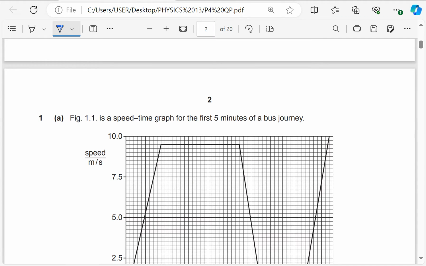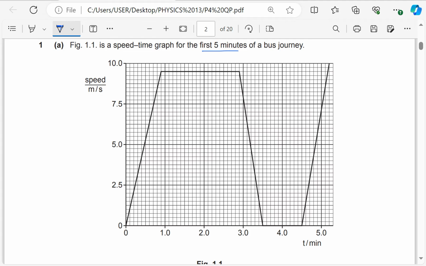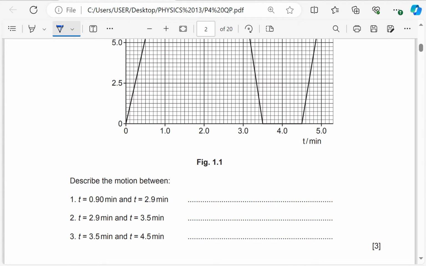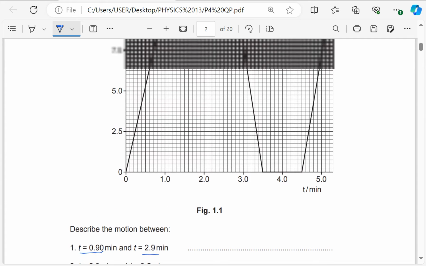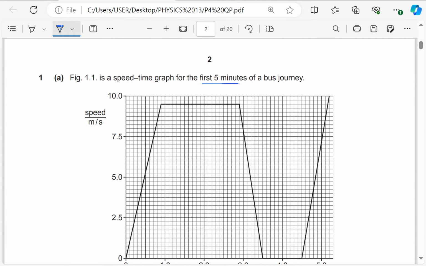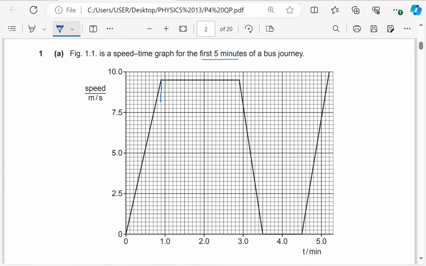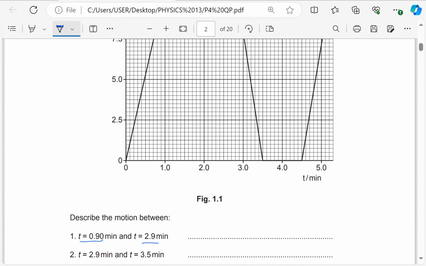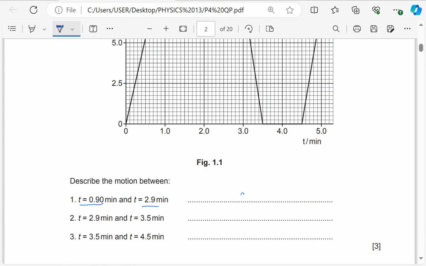Figure 1.1 is a speed-time graph for the first 5 minutes of a bus journey. Describe the motion between t equals 0.9 and t equals 2.9 minutes. So 0.9 is about here, and 2.9 minutes is around here. You see that the speed is constant. It's a horizontal line, which means a constant speed. So the speed is not changing. Here, simply say constant speed.